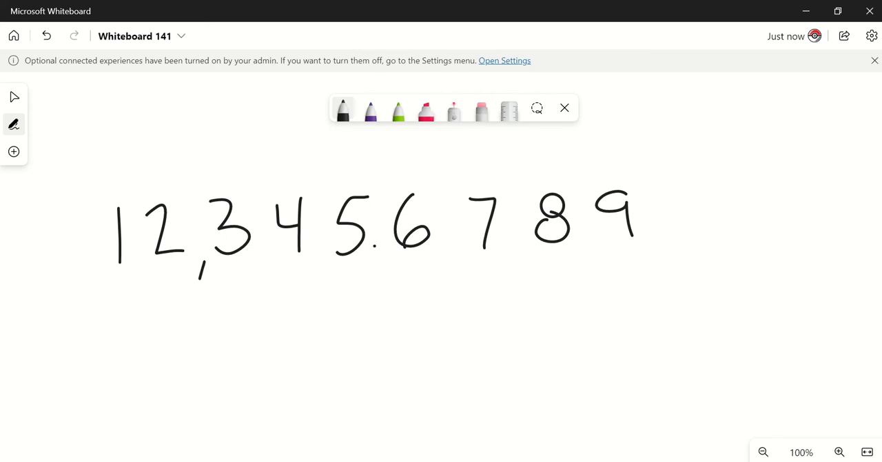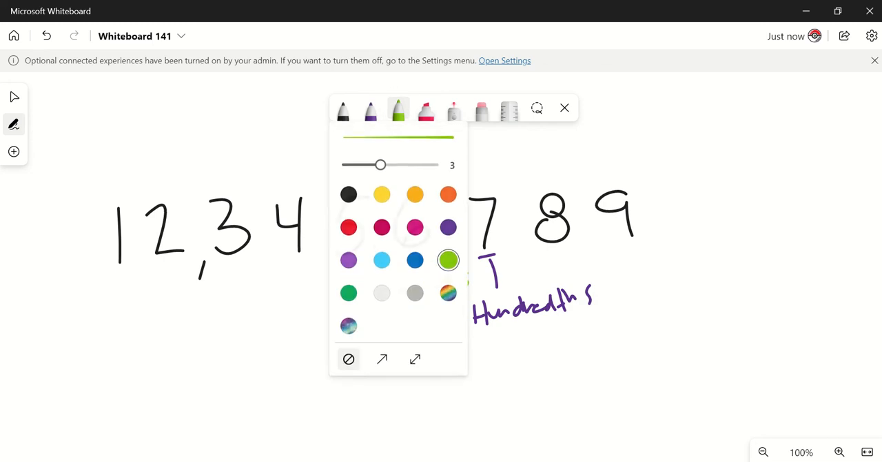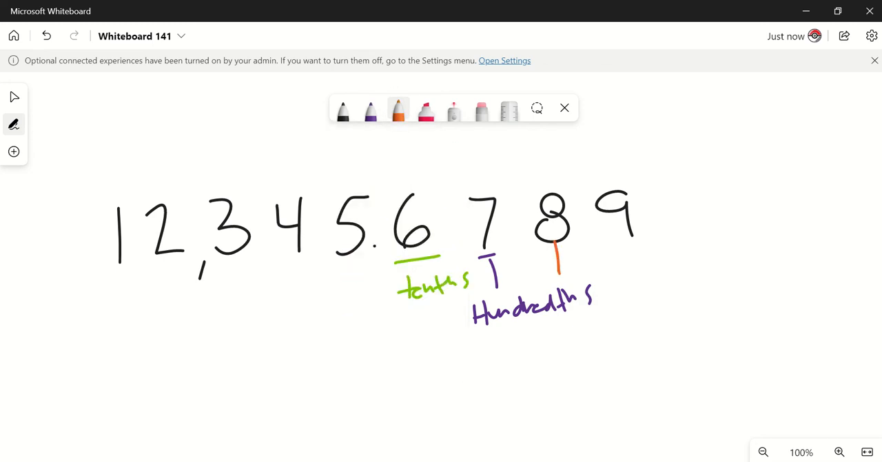12,345 and 6,789, and this is where the place value would go. This would be tenths. This would be hundredths. This would be thousandths.